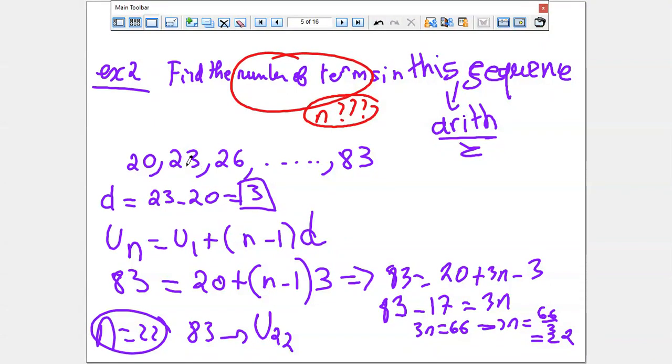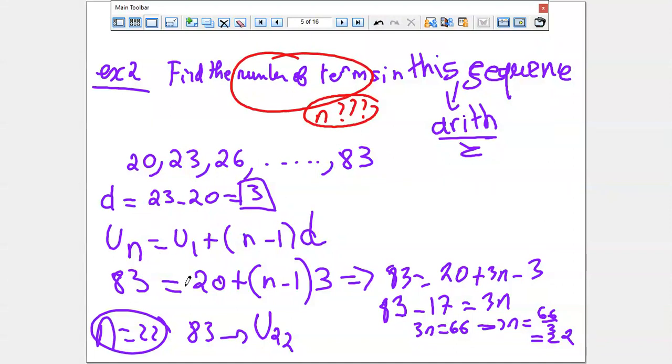So I can find the difference by subtracting any two numbers, 23 minus 20 or 26 minus 23. So I know that d is 3. My objective is to find n. So I need to use a general formula, because what's given is un. I know that un is equal to u1 plus n minus 1 times d. What is un? Un is the number 83.